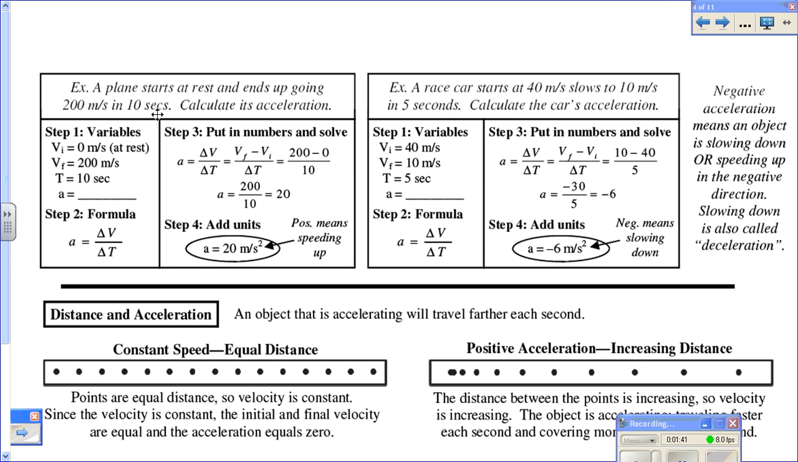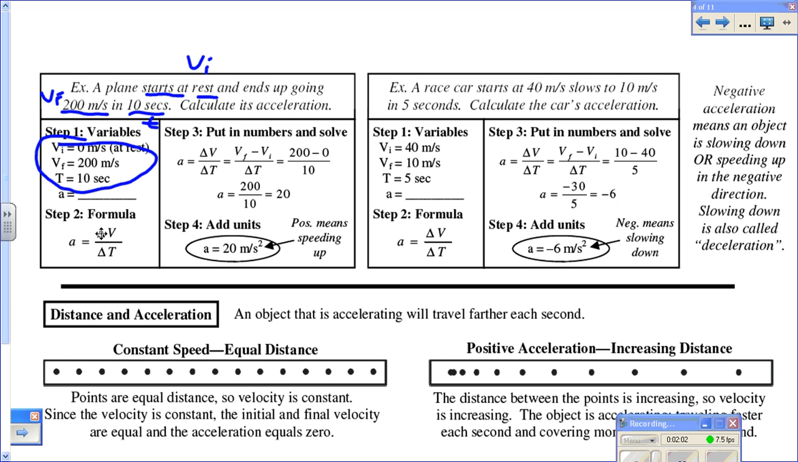All right, so a plane starts at rest. How fast are you going at rest? Okay, if you start, that's your initial speed, VI. It ends up going 200 meters per second, so that's its VF, final speed. 10 seconds is time. So you can underline and label, or you can write them over here like this, either one you want to do.